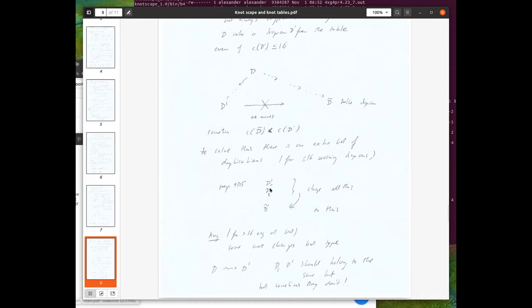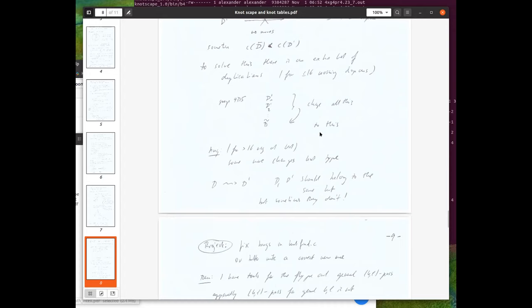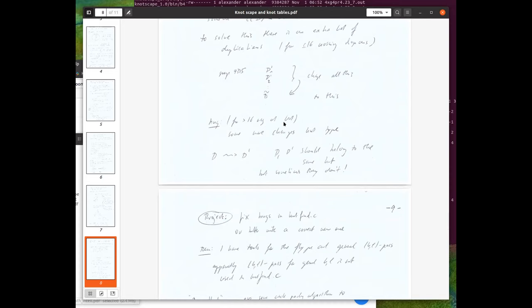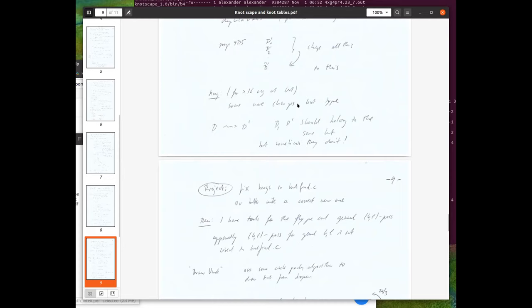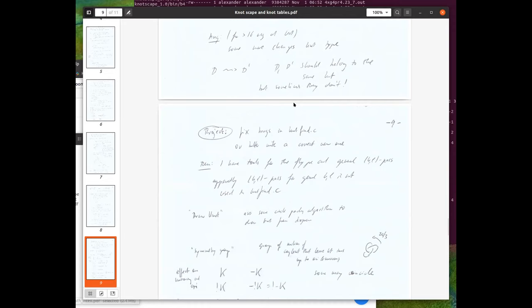Okay. So the list of duplications is available only up to 16 crossings. So when D prime has at most 16 crossings, there will be a complete list of duplications to bring it to this other diagram, but not for more. For more than 16 crossings, there is no duplication list. And as I said, one of the problems with this tool is that there is a bug which changes the knot type. If you start with more than 16 crossings, it sometimes reports your diagram as another knot.